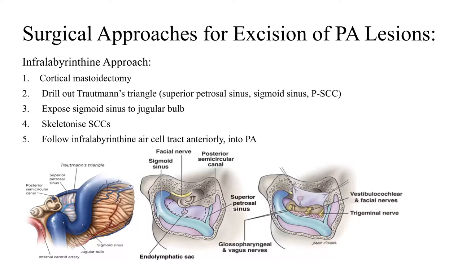So the infralabyrinthine approach would be performed by doing a cortical mastoidectomy, drilling out Trautmann's triangle, which is the triangle between the superior petrosal sinus, sigmoid sinus, and posterior semicircular canal. Expose the sigmoid sinus to the jugular bulb, skeletonize the semicircular canals, and then follow the infralabyrinthine air cell tract anteriorly until you get to the petrous apex.